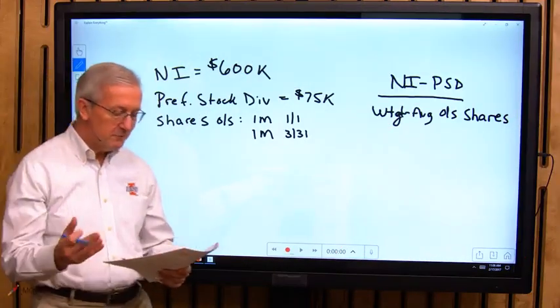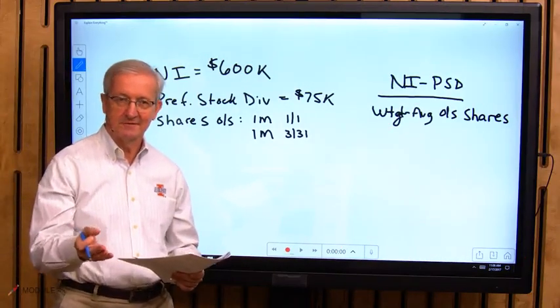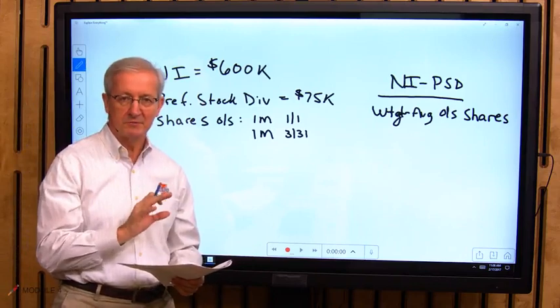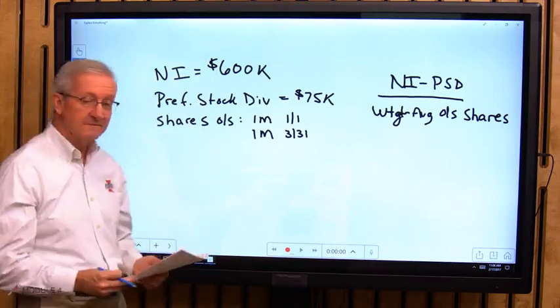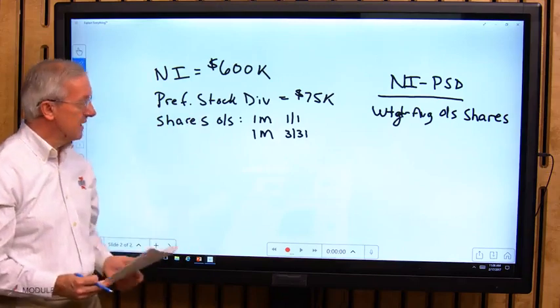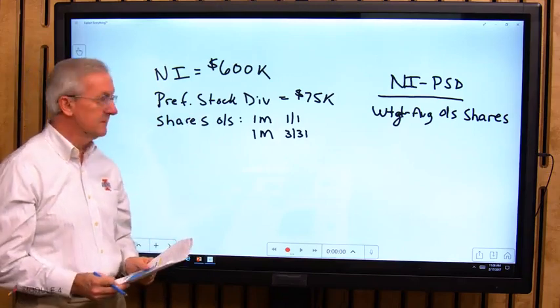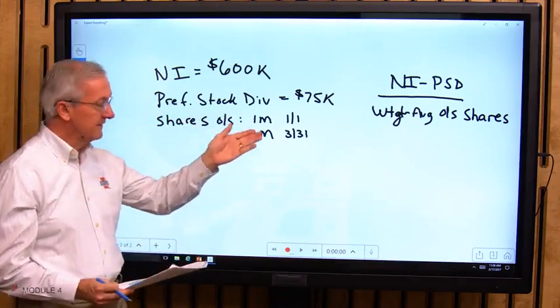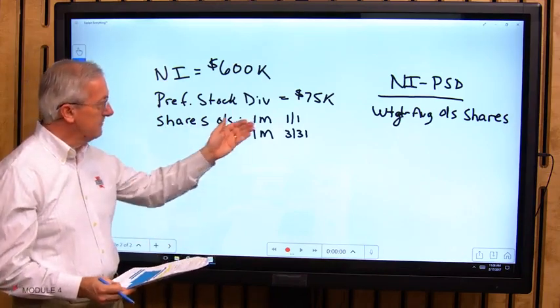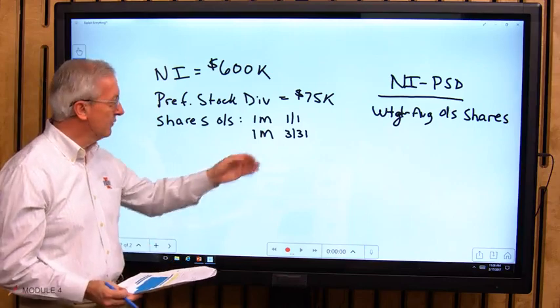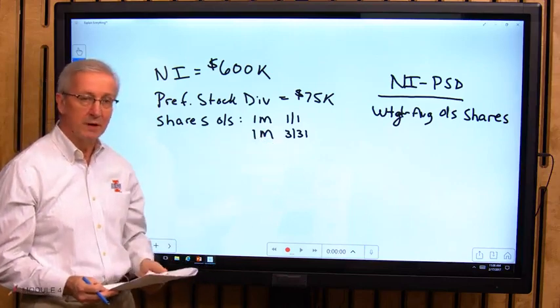Okay, we've talked about two types of earnings per share calculations. I'm going to demonstrate the primary earnings per share because that's the main one we see in our income statements. So here's a set of facts. The company has a net income of $600,000 this year. We also have preferred stock dividends of $75,000. And our shares outstanding are 1 million to start the year, and then another 1 million issued on March 31.